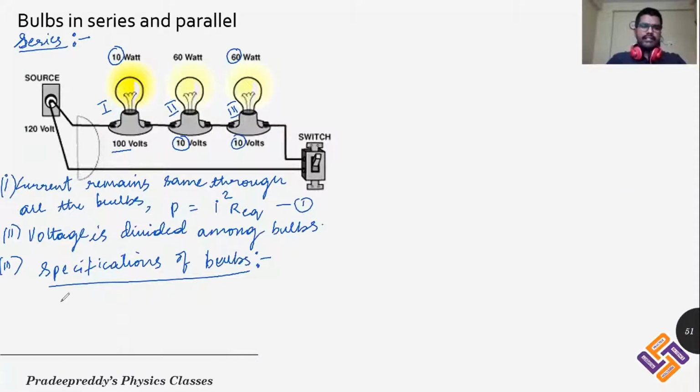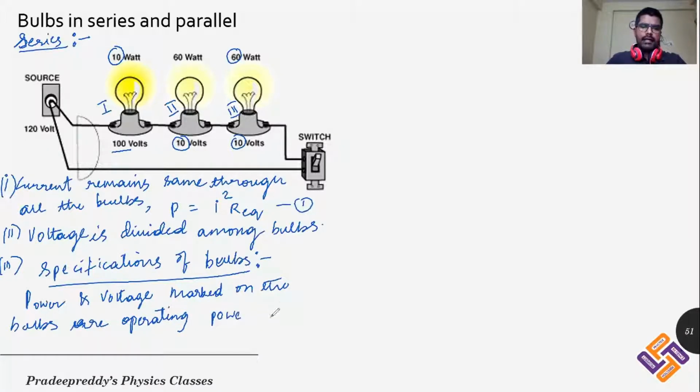Whatever the wattage, power and voltage marked on the bulb are operating power and operating voltage. So what do operating power and operating voltage mean?